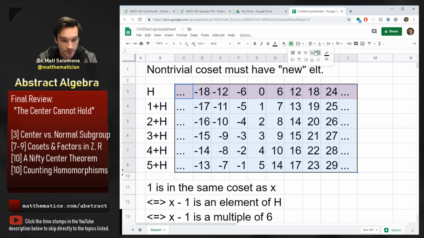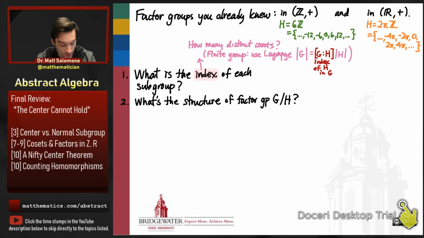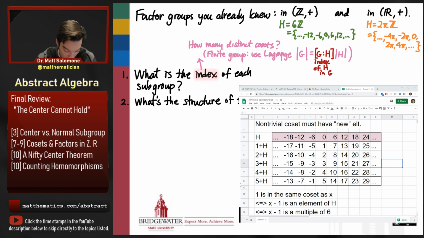So there we go. All right. So there are my cosets for this particular subgroup. So let's come back to the question that I posed here. First of all, what is the index of this subgroup? It's the same as the number of rows that we had in this table. So here's my table again. And so the index, in the group of integers, of the multiples of 6 is the number of rows that I had in my table, right?